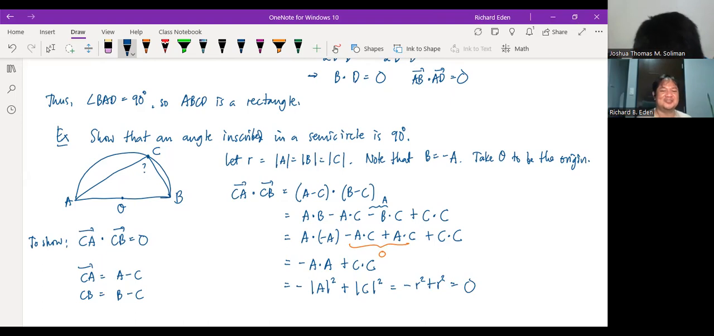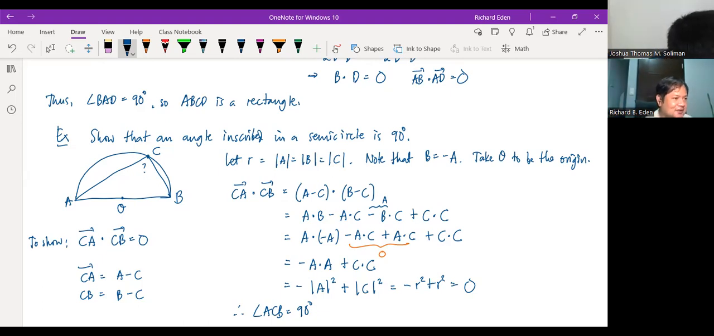Okay, so therefore, CA dot CB is 0. Therefore, angle ACB equals 90 degrees, right? Okay, so that's fairly useful, the characterization of perpendicularity in terms of the dot product. It's as if we're actually showing that something is 90 degrees without even measuring angles explicitly. Yeah, well, just as long as everything works out fine.